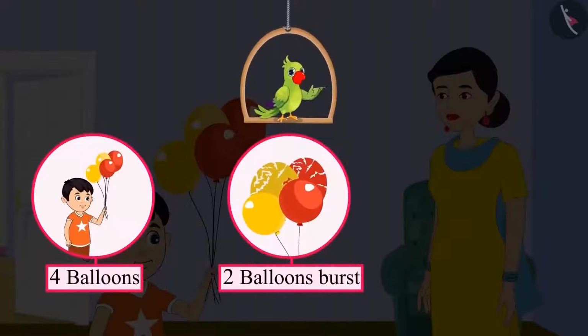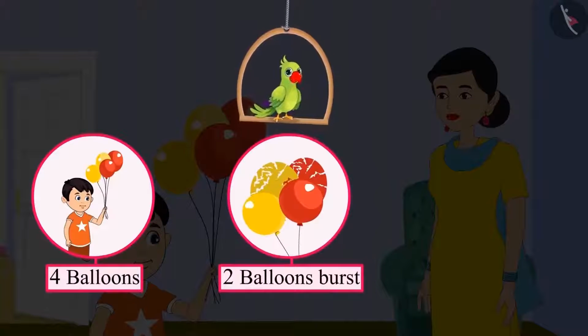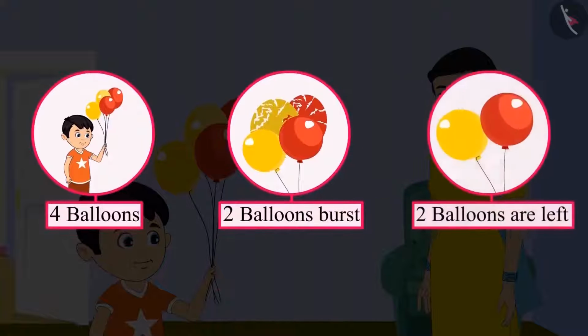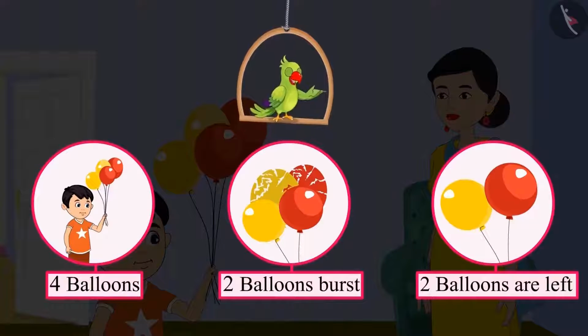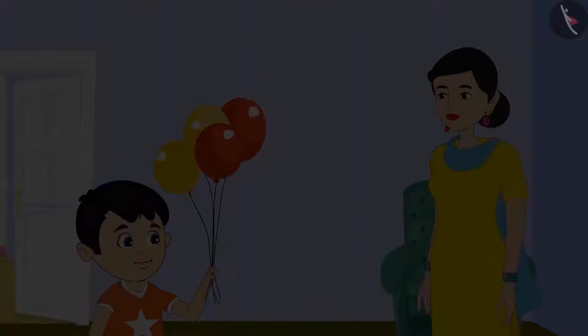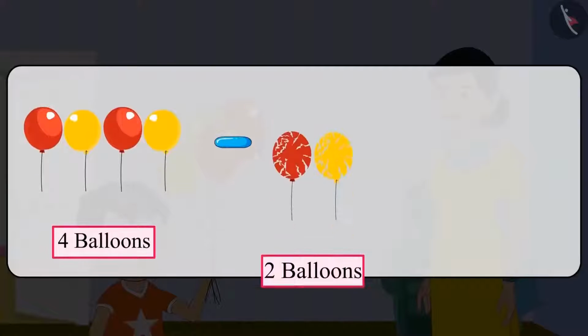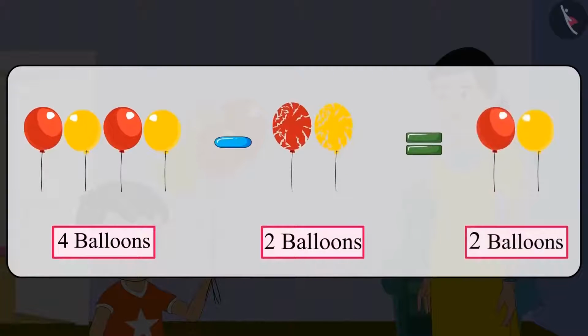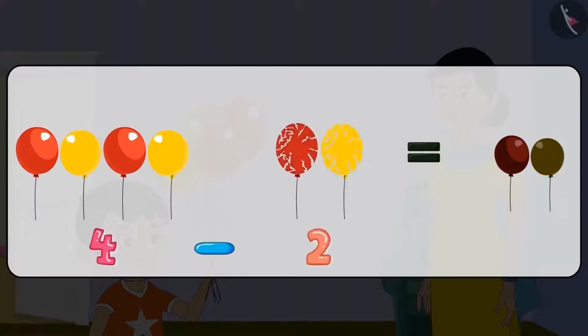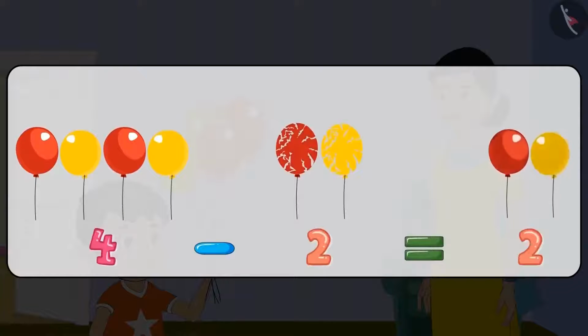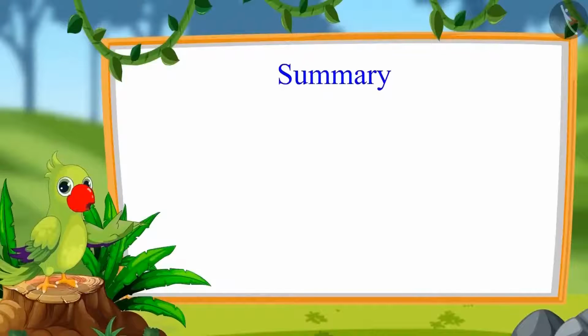So now, if out of these 4 balloons, 2 balloons burst, then how many balloons are left? Yes, 2 balloons. Can you also write this in a systematic way? On subtracting 2 from 4, 2 are left. This means 4 minus 2 equals 2. Did you have fun subtracting the number of balloons?